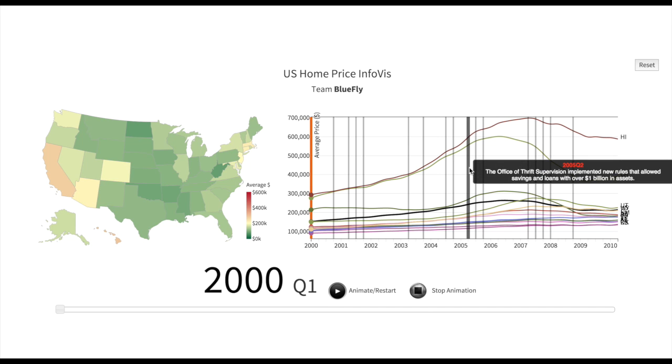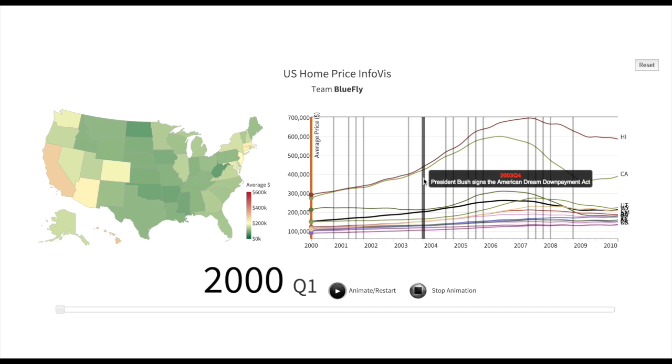the Office of Thrift Supervision implemented new rules that allowed savings and loans with over a billion in assets, loosening of requirements for small banks. This is a huge one. Blooming market halts abruptly. Hurricane Ivan.